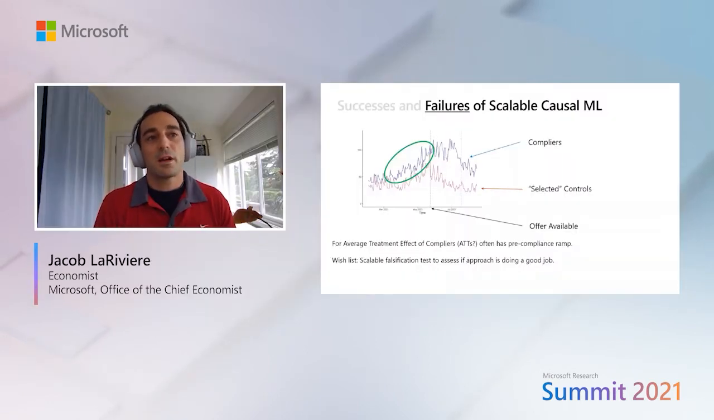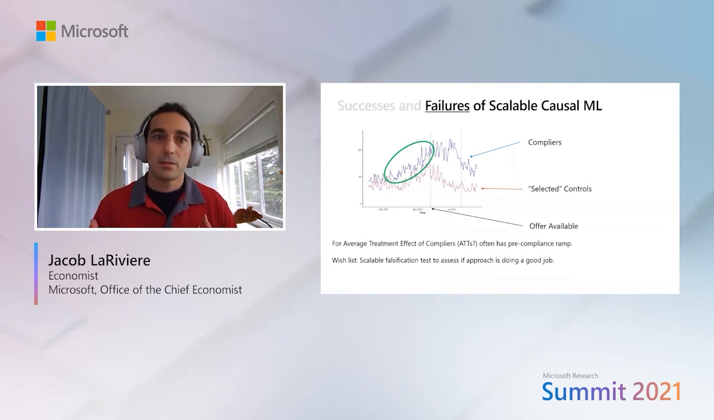And so if we're trying to figure out what the average treatment effect for compliers is, and there's this pre-compliance ramp, I'm wondering if there's a scalable falsification test that causal machine learning could help us develop. So I think this is an open area for research. I'm actively working with another person in our group trying to figure out if there are scalable falsification tests to understand how well your controls are doing compared to your compliers. Open question. And so I would love to see progress along this front.